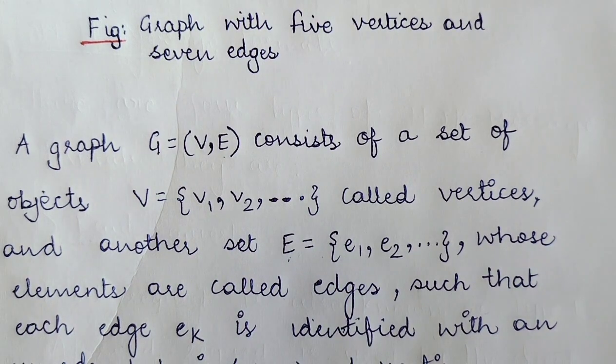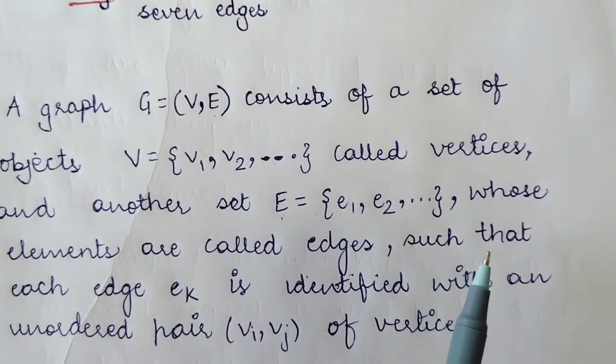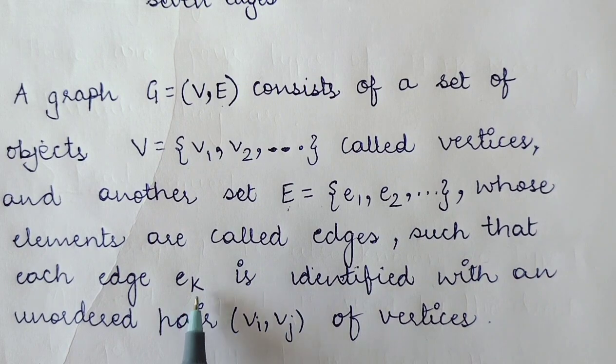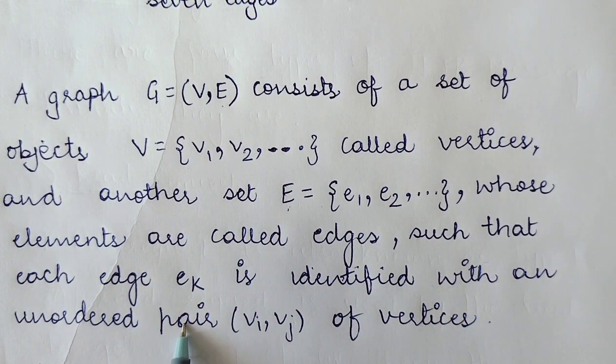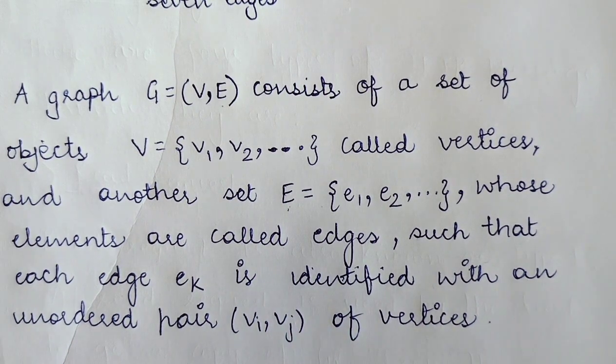In simple language, a graph is nothing but a collection of a set of vertices and edges in such a manner that each edge represented by Ek is identified with an unordered pair Vi, Vj of vertices. That is, every edge is associated with a pair of vertices. Every edge is incident on two vertices or a pair of vertices.